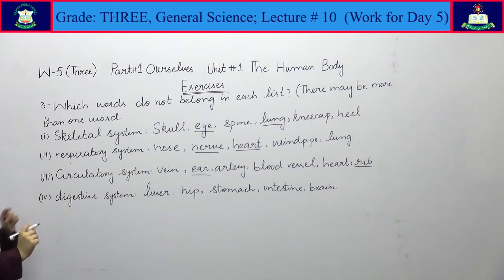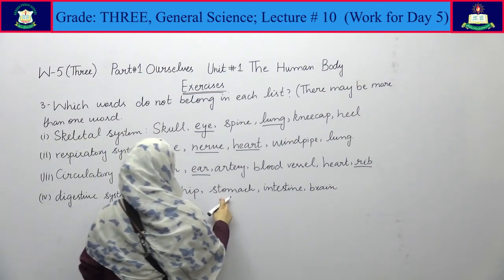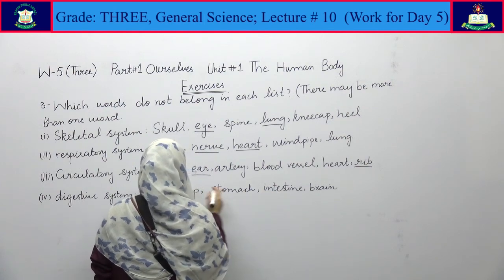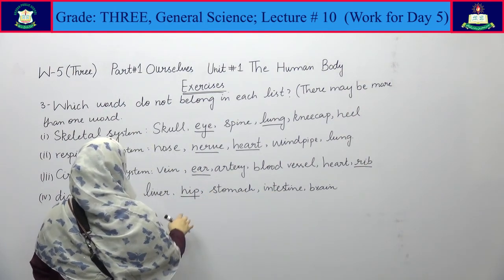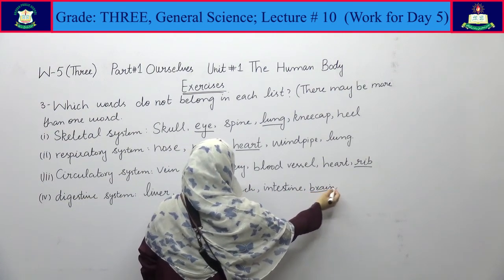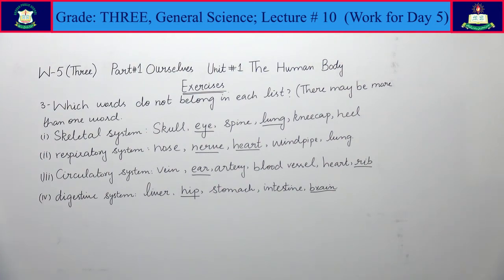Digestive system. Liver, stomach, intestine makes up the digestive system. So hip and brain, these two words do not belong in this system. Is it clear?